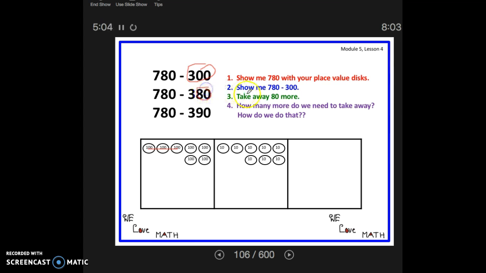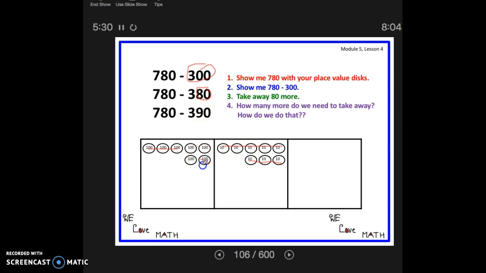Okay. Now it's saying to take away 80 more. So we're going to take 80 more away. Here's 5, 6, 7, 8. Now what do we get? 400. How many more do we need to take away? We have to look at this third one. What's the difference between 380 and 390? It's 10. There's a 10 difference. So we have to take away another 10.